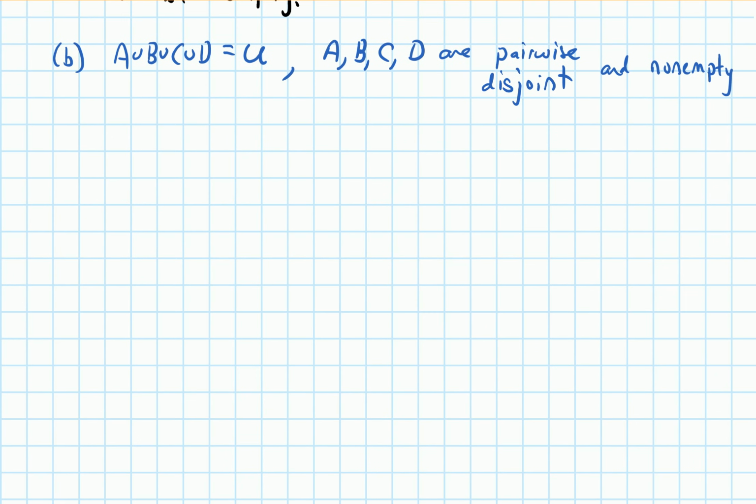So part B says the union of A, B, C, and D is U, and A, B, C, and D are pairwise disjoint and non-empty. So for this, pause it for another maybe 3 minutes for this question, and try it on your own first. 4, 3, 2, 1, pause the video. Pause it for 3 minutes and really try this on your own first.